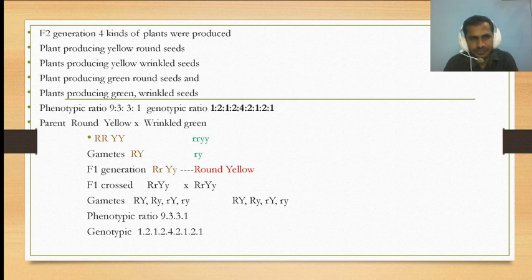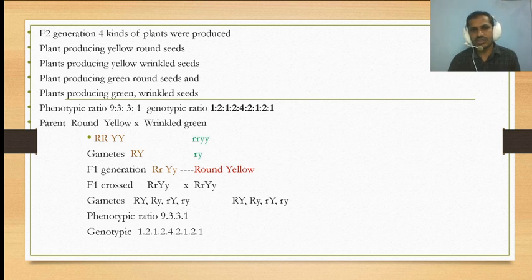Here the parents I am writing as round yellow and wrinkled green. The gametes are capital R, capital Y, and small r, small y. The F1 generation will get capital R small r, capital Y small y, round yellow. Similarly, capital R small r, capital Y small y. So the gametes we will get are capital R capital Y, capital R small y, small r capital Y, and small r small y. Similarly, we will get it here also.